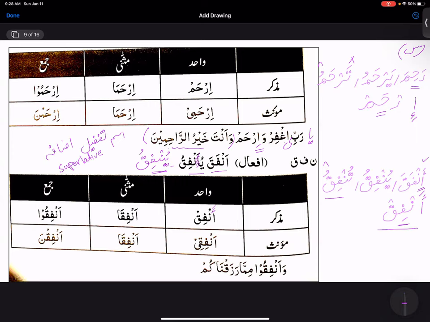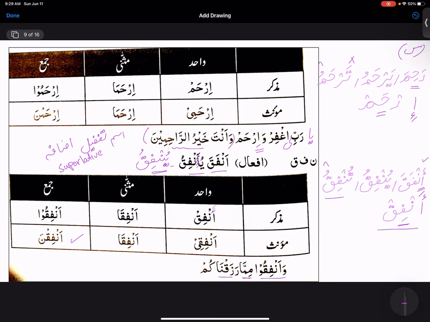So Anfiq, Anfiqa, Anfiqu, Anfiqi, Anfiqa, Anfiqna. What would be the translation of Anfiqna? You all spend. Women should spend. So we are commanding all these ladies that you spend. And in Quran Pak it says wa anfiqu mimma razaqnakum. So anfiqu, what are we going to say? You all should spend from your risk. Exactly. So Allah subhanahu wa ta'ala is commanding us that you all spend mimma, from whatever razaqna.